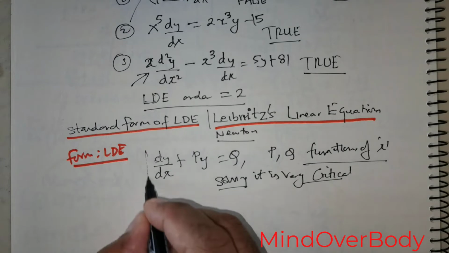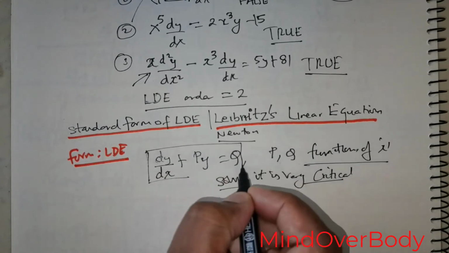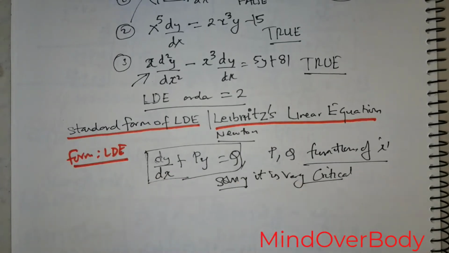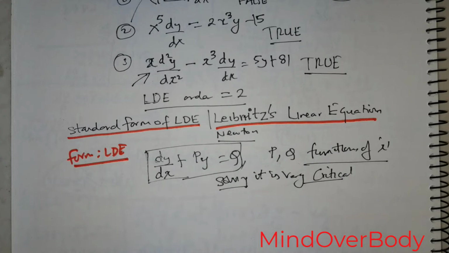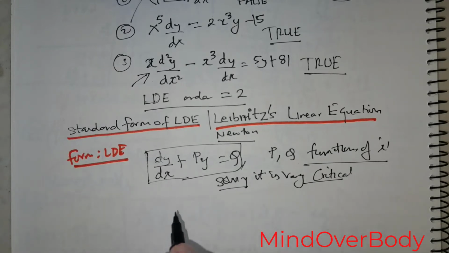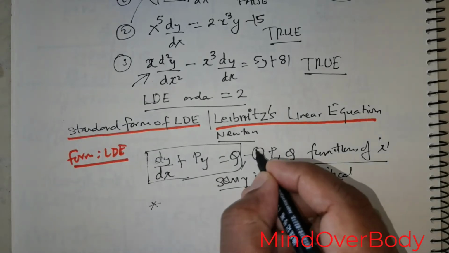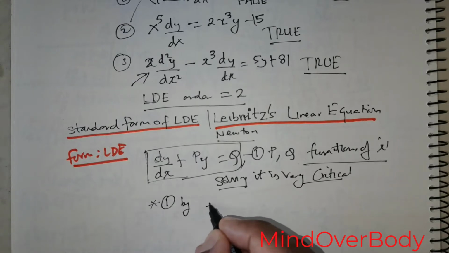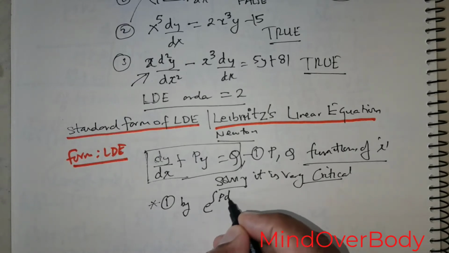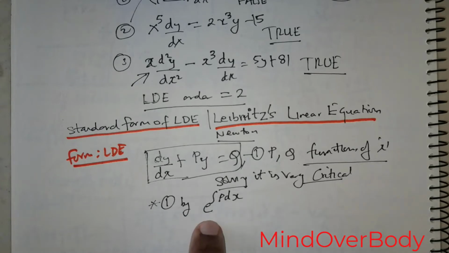So imagine that we have a system. This system is connected with a certain real life problem and it has a representation in this fashion. The question comes, how are we going to solve it? To solve this, we will have to multiply. Let me just take this as 1. We will have to multiply 1 by e raised to the power of integral p dx. So this is a very important component.